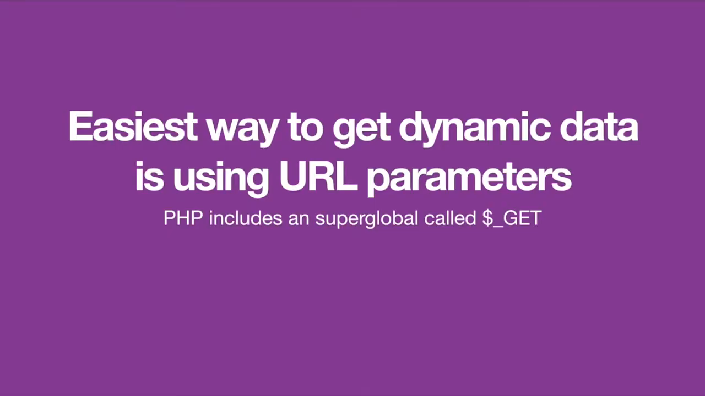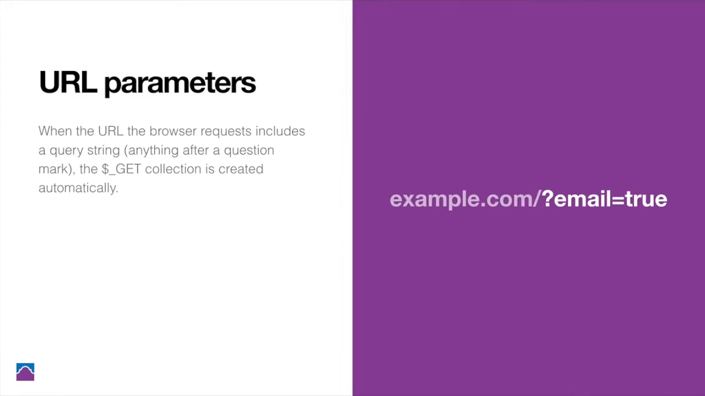So the easiest way to get dynamic data is using the URL parameters, and PHP includes a super global called GET. It's just a $ sign like your other variables that you set. But since it's a super global, it has an underscore and then in all caps GET. But really, they're just called URL parameters. And when the browser's URL request includes a query string, anything after the question mark, the super global GET collection is created automatically. So this is a quick example of what that would look like.